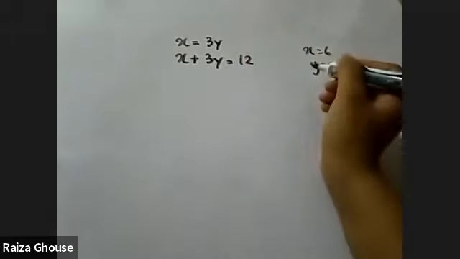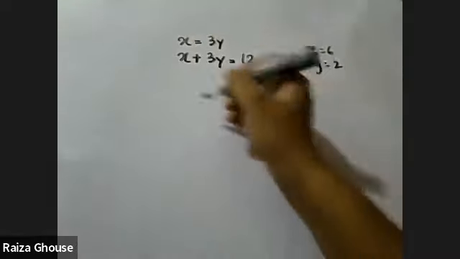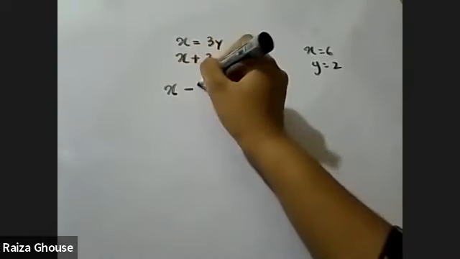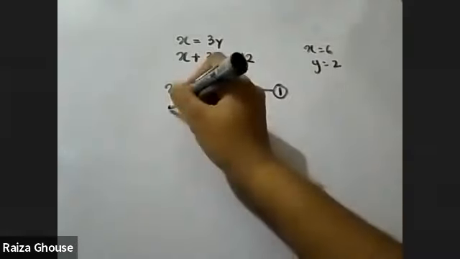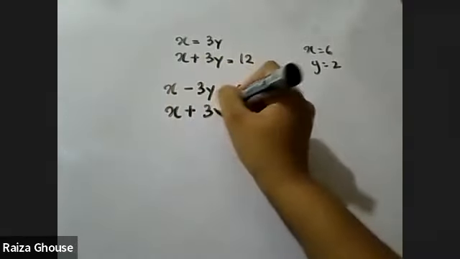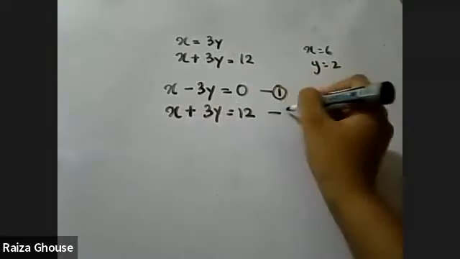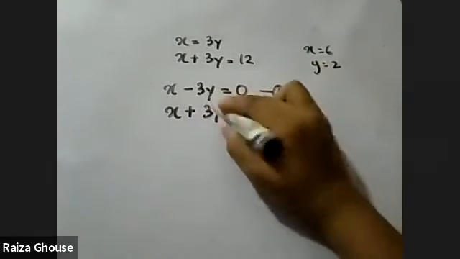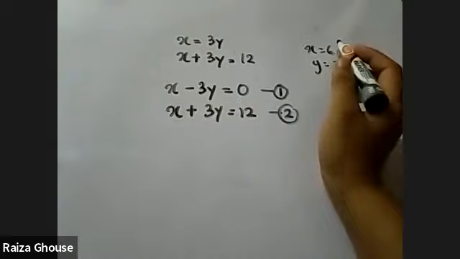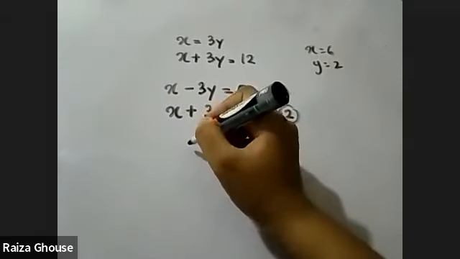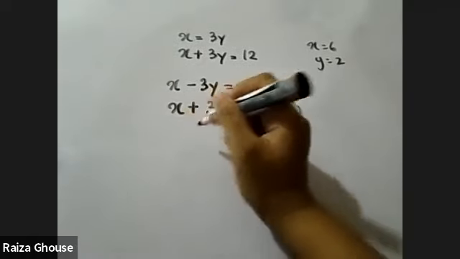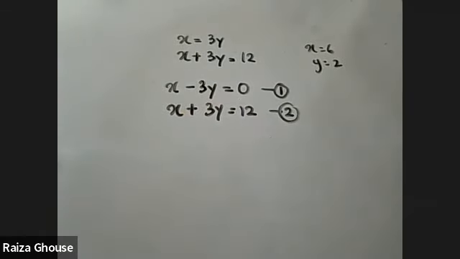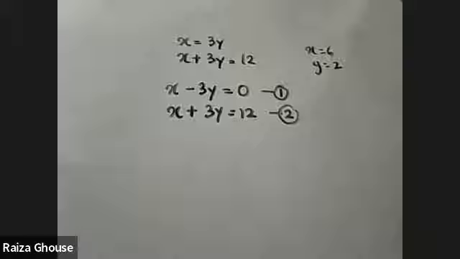First, I have to make this equation properly. In this case, I am going to correct my equation as x minus 3y equals 0. This is my first equation. x plus 3y is equal to 12. This is my second equation. Now you can see same coefficient, different symbol. What should we do? We should add.